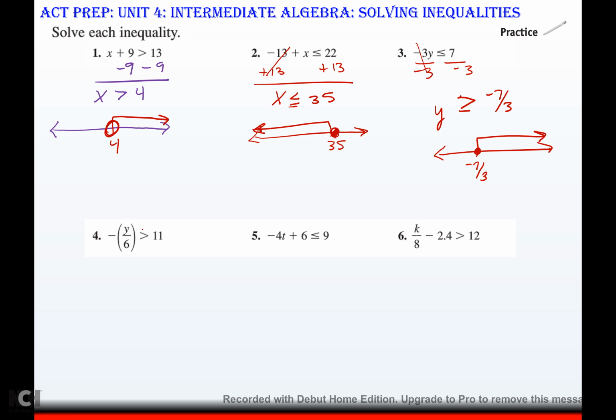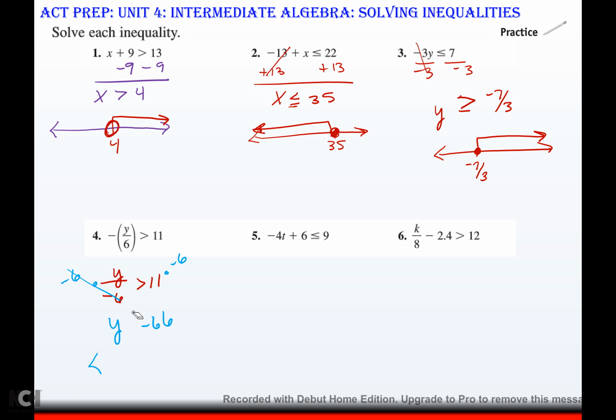Alright, here they put the negative on the outside, and in parentheses, same thing. You can put that negative wherever you want. So since I know I'm going to have to get rid of the negative and the 6, I'm putting it on the bottom and getting rid of them at the same time. So to get rid of dividing by negative 6, I'm going to multiply by negative 6. And that gives me y is greater than negative 66.